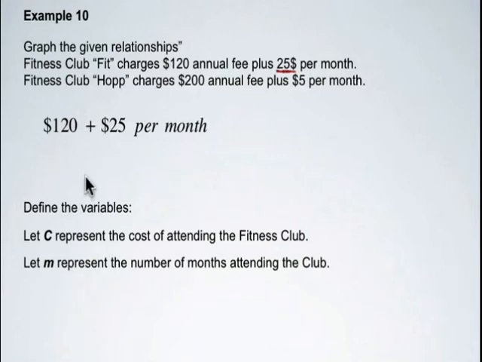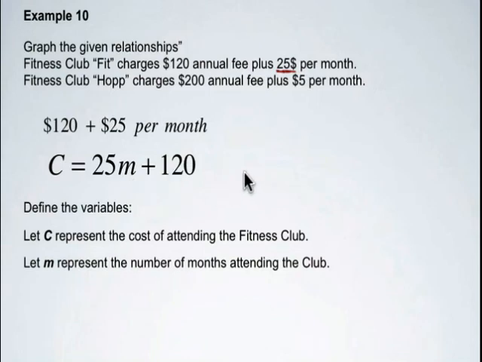So what I'm going to do now is write an equation, and the equation is going to be C is equal to 25m plus 120, and I put this in y equals mx plus b form, which means that the cost is equal to $25 times the number of months you attend plus $120 for your annual fee.